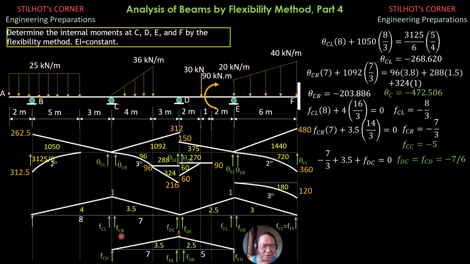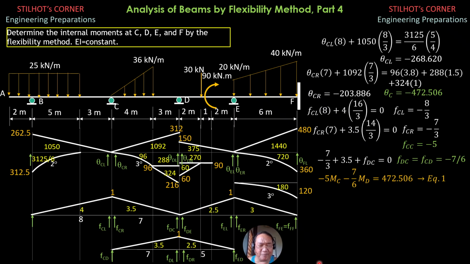So our equation would be FCC, which is negative 5 times MC plus FDC, which is negative 7 over 6 times moment about D plus theta C, which is negative 472.506 equals 0. So the equation, therefore, if simplified, when theta C is transposed to the right, would be negative 5 MC, negative 7 over 6 MD equals 472.506. Let's call that equation 1.